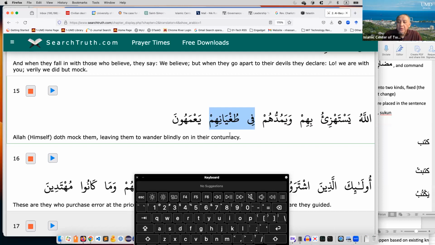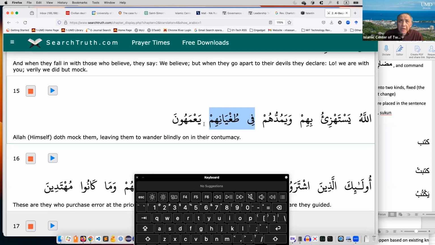So yastahzi'u, again, he is mocking, he is making fun. Yamuddu, he is leaving them. Tughyan means an action that's overboard, or actions that cross the line, a rebellious action. So that's what tughyan means, an action that crosses the line.